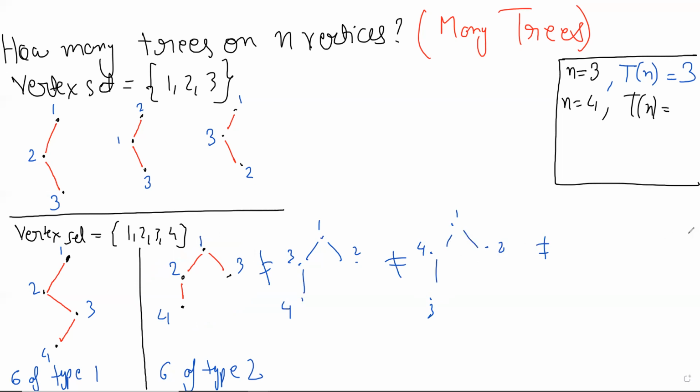Please do it yourself. If you write all of them, you will see all of them. Let's see if there are, maybe it's not 16. So let's just check it. 6 of type 2. Are there any other shapes?